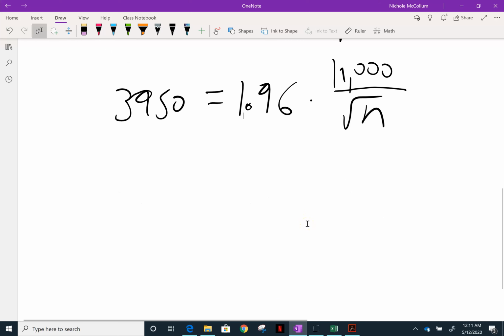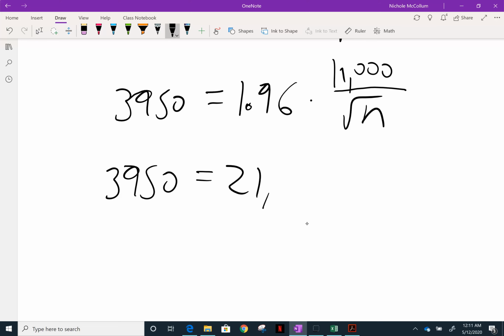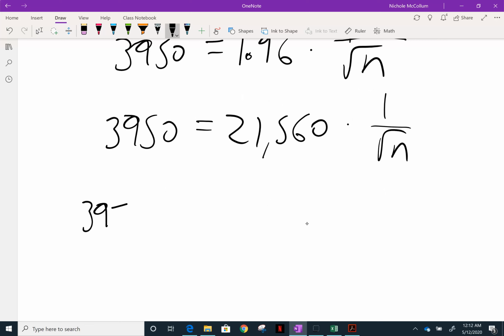All right, welcome back. So what would I do? Well, first thing, I'd clean up the right-hand side by multiplying the 1.96 by 11,000 to get 21,560. So I get 21,560 on the right-hand side times 1 over radical n. Or you can put the 21,560 in the numerator if you so choose. So now I want to solve this. Well, to solve this, I'm going to multiply both sides by radical n. What I'm doing is I'm moving the radical n from the denominator. I'm cross-multiplying, if you like to call it that.